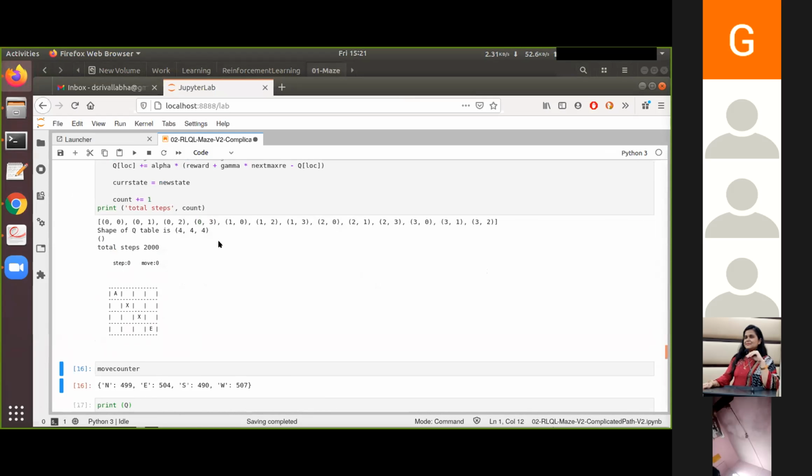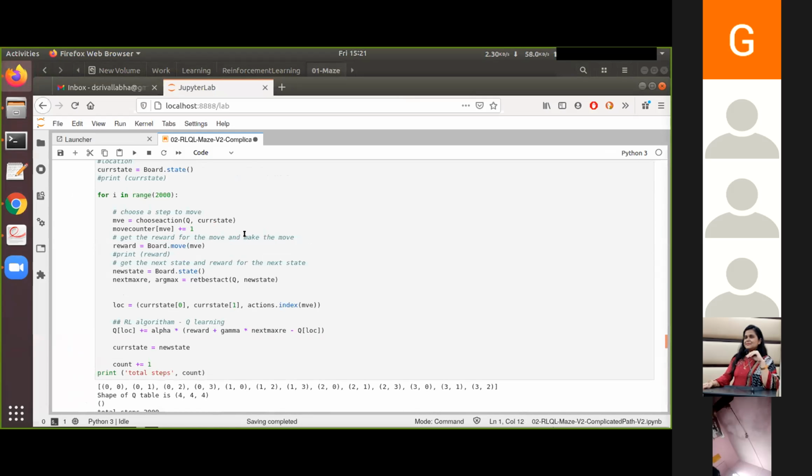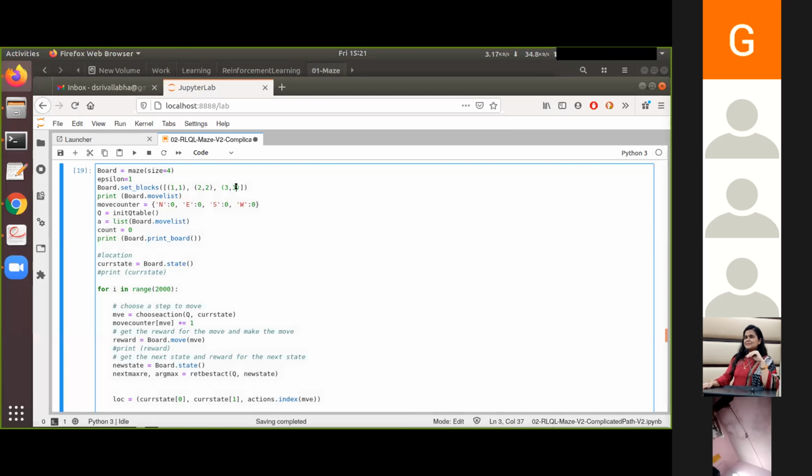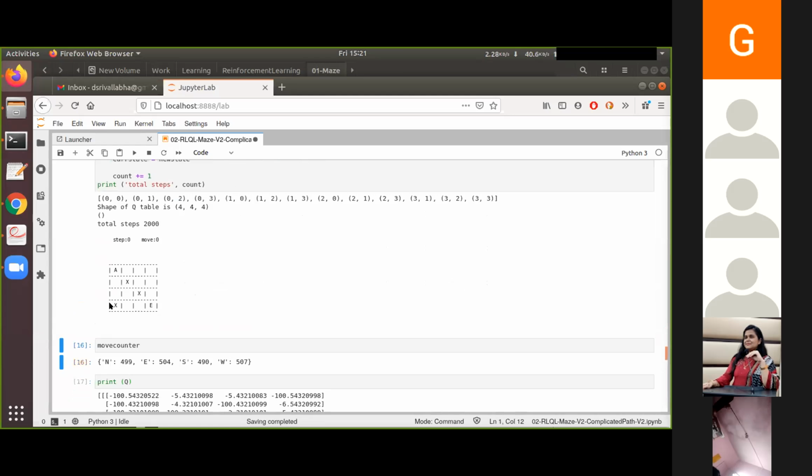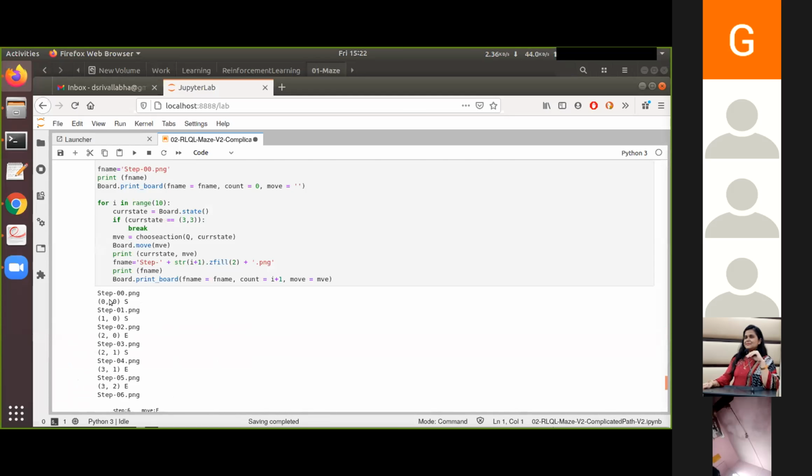If the block is at 3,3, you will see whether the agent will learn to just follow some simple route or not. We'll try it again and we will run the steps.